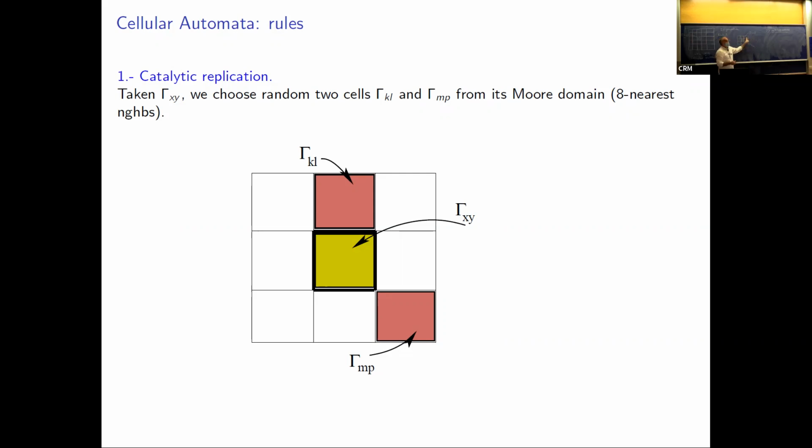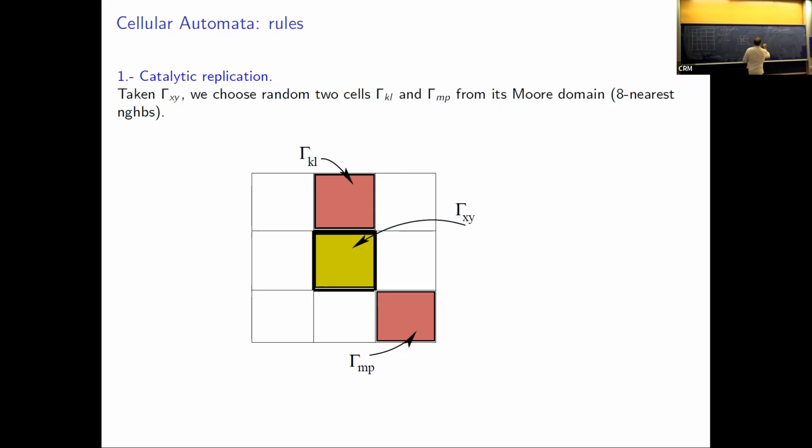Then you open the second box. You open this one here. If you find it empty, nothing happens. If it is S2, nothing happens. You only apply this rule if here you have S1, because I am auto-replicating, it is the probability that I find S1 and S1. And then I open this cell here, the third one, only if this one is empty, with probability.